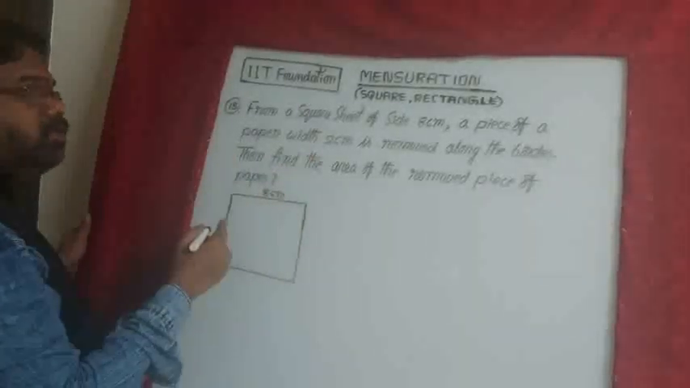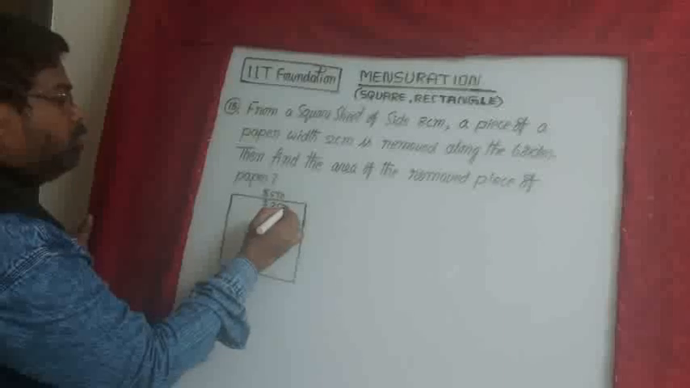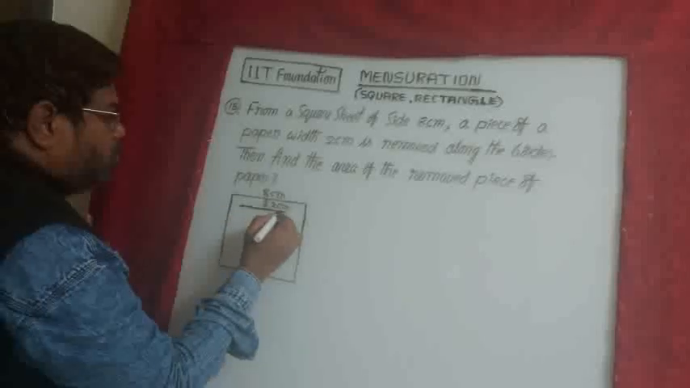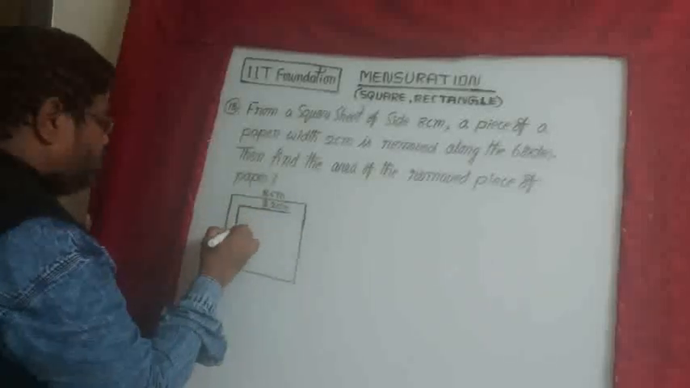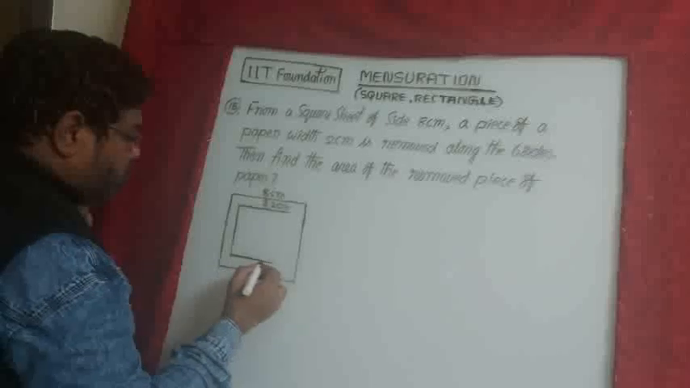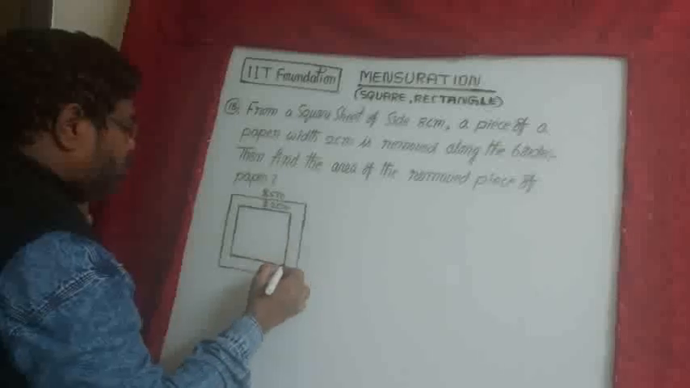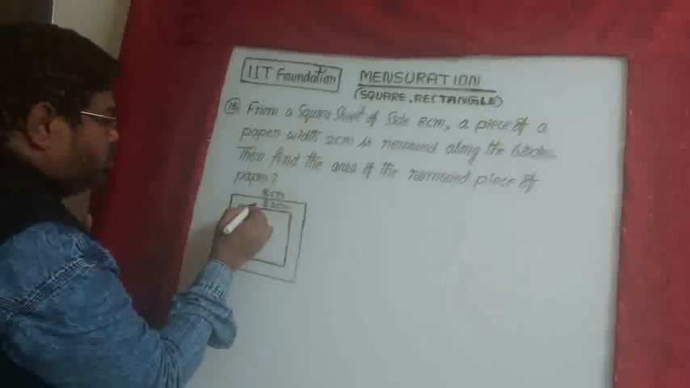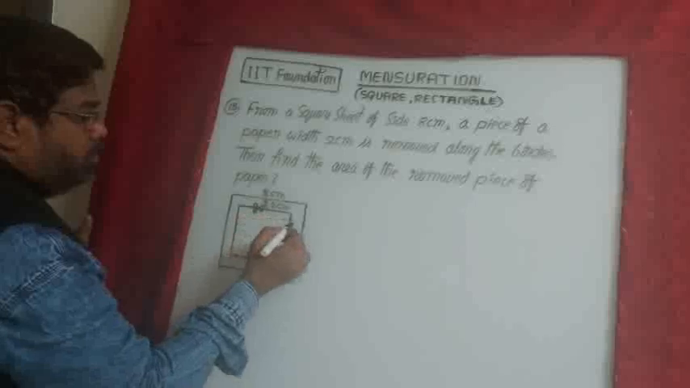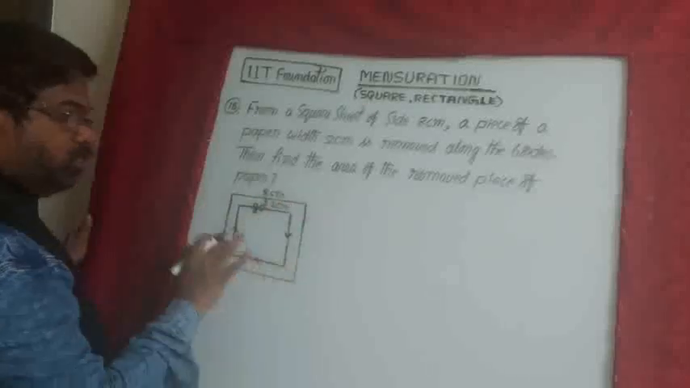A piece of paper with width 2 centimeters is removed along the border. It is just like, it is removed along the border, just like it is. Okay. So this portion is to be removed.